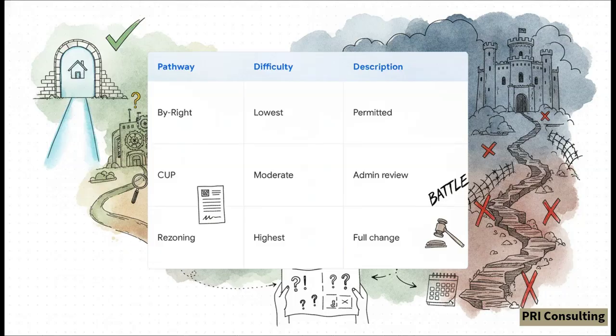And finally, the highest resistance, and the one that kills a lot of deals, is a full rezoning. Basically, you need to know, are we allowed to do this by right? Or are we signing up for a grueling, multi-year political battle?